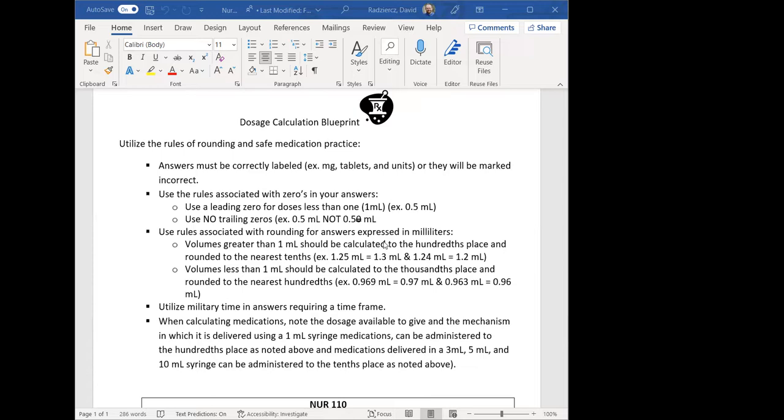When you are solving questions, first of all, you need to make sure that you are labeling your answers correctly. In scientific terms, in the sciences, numbers have meaning. So it's not just 5. Sometimes in the sciences, you'll hear somebody say 5 what? They mean 5 milligrams, 5 milliliters, 5 tablets, 5 units. Make sure you put the correct label associated with what you're calculating.